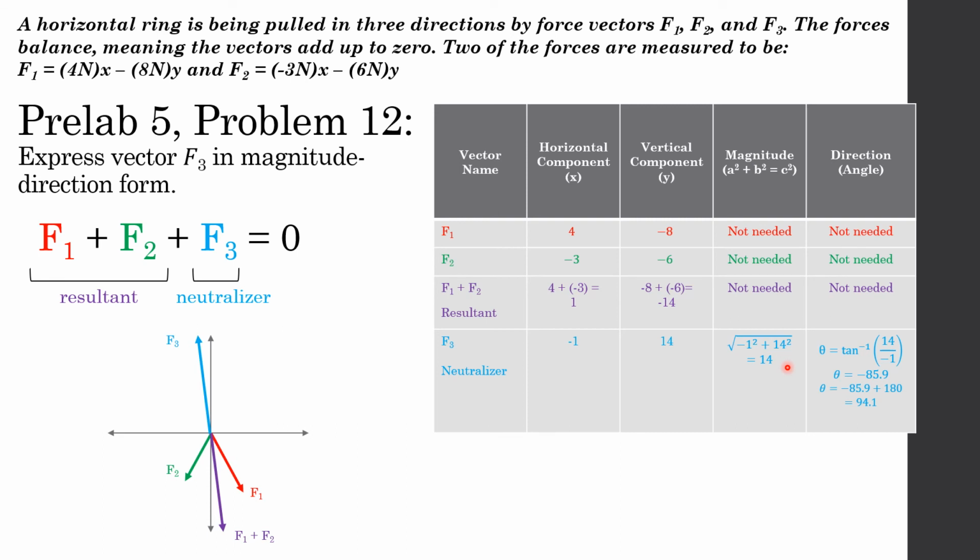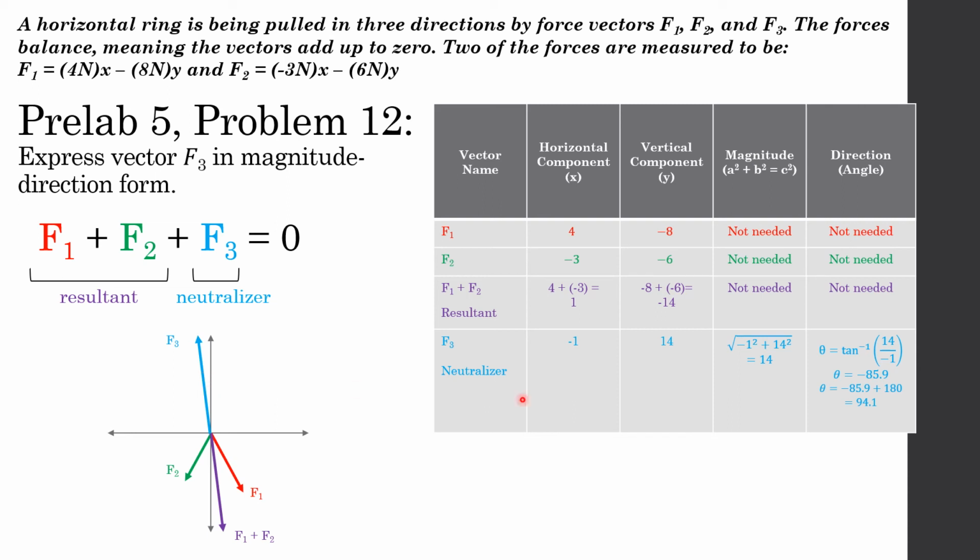Then for the direction, we're going to use inverse tangent of our y component over our x component. And when we plug it into the calculator, we get negative 85.9. Okay, so now this is where you're going to want to look at your components or look at your drawing and verify if this is the right angle or not. I'm going to come over here to my drawing because I'm more of a visual person. Okay, and I can see that this should be in quadrant 2.